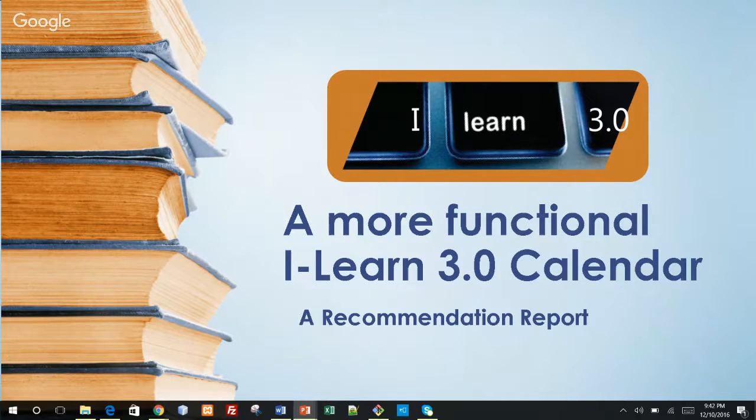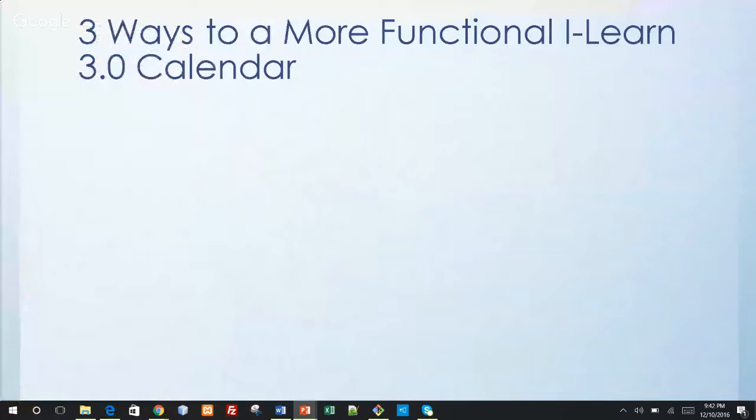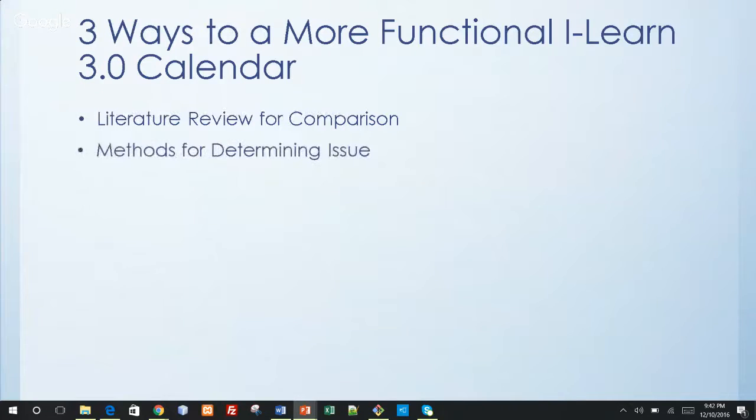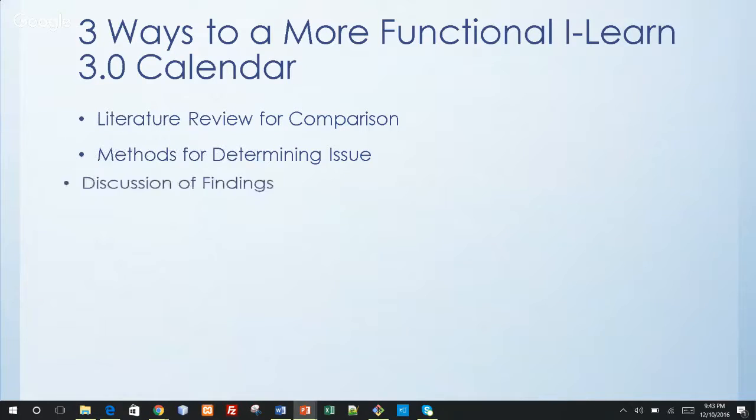We also gave some surveys of students, and we'll get their feedback as well. So here we go. So 3 ways to make a more functional iLearn 3.0 calendar. First, we're going to compare several calendar apps. Then we're going to go over the methods for determining our issues with iLearn 3.0. Then we're going to discuss our findings, the actual and the expected findings.